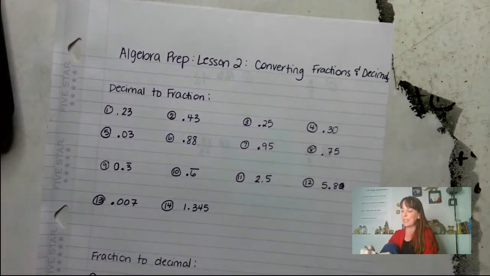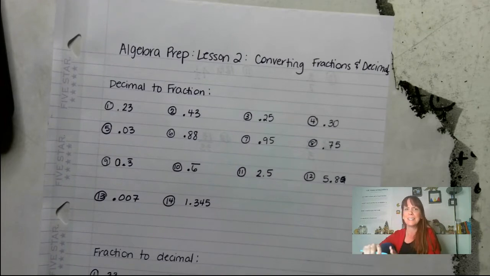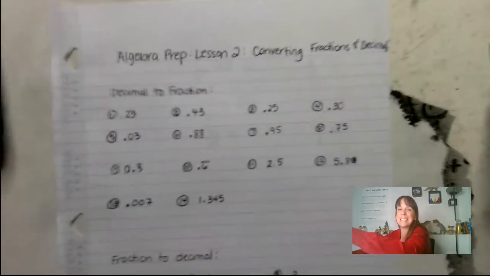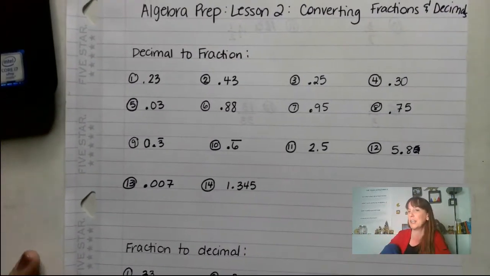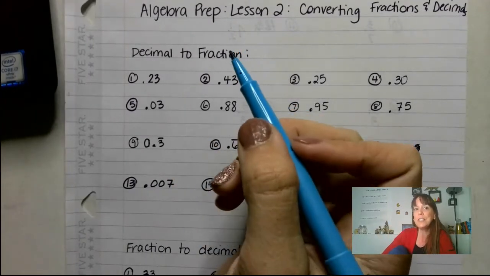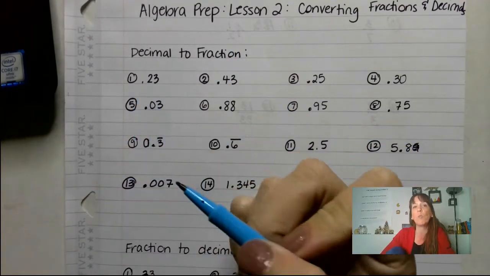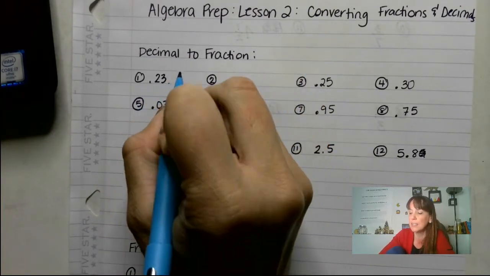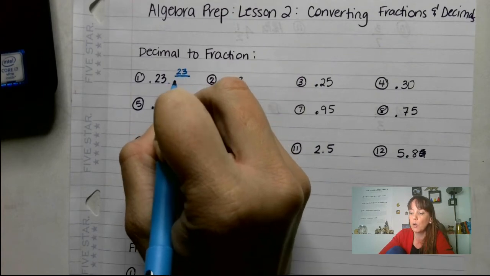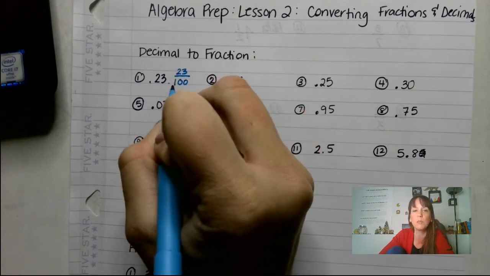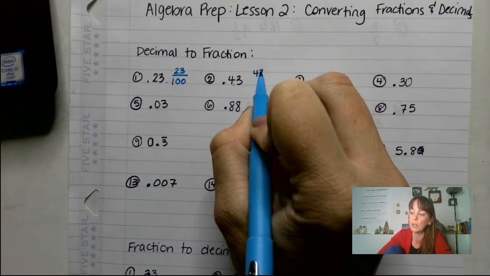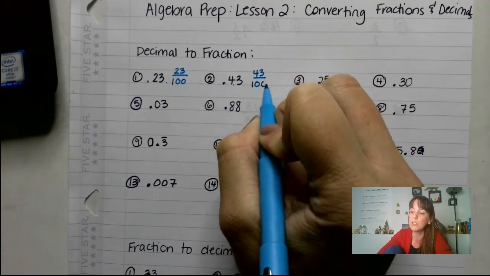Converting decimals and fractions. I love these because once you see the pattern and you get used to this, it becomes really easy. We're going to start first by talking about how do we get a decimal into a fraction. Here's the great news. All we do is we take that decimal point and we look and see what is going to make it a whole number. Well, if we go over one, two spots, that's going to be 23 over one with two zeros because we moved it two spots. Same with this guy, one, two. So it's going to be 43 over one, two zeros.